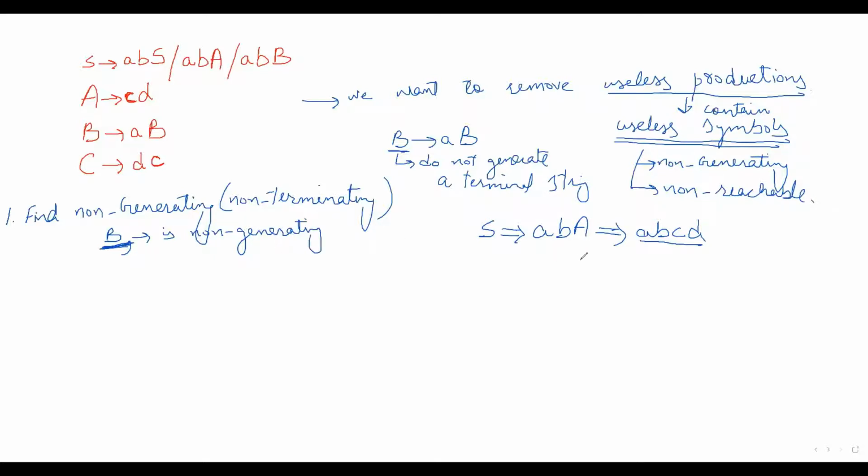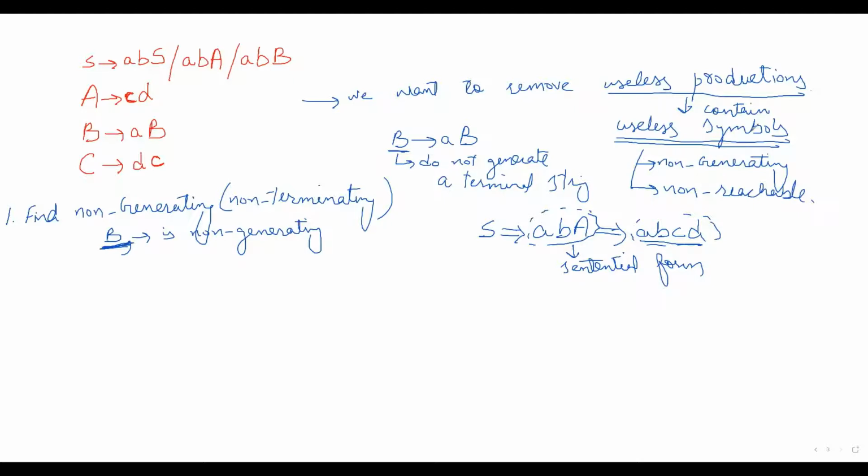Okay. So for example, when I am generating a string, this and this is called a sentential form. That means when we are generating from a start symbol, there are multiple sentential forms. Okay. So B is non-generating.